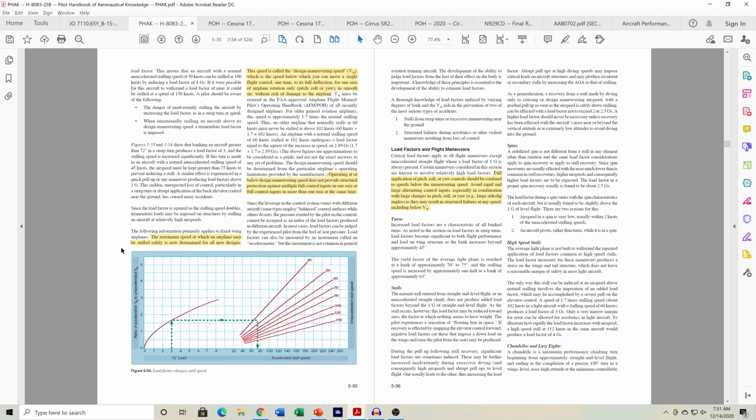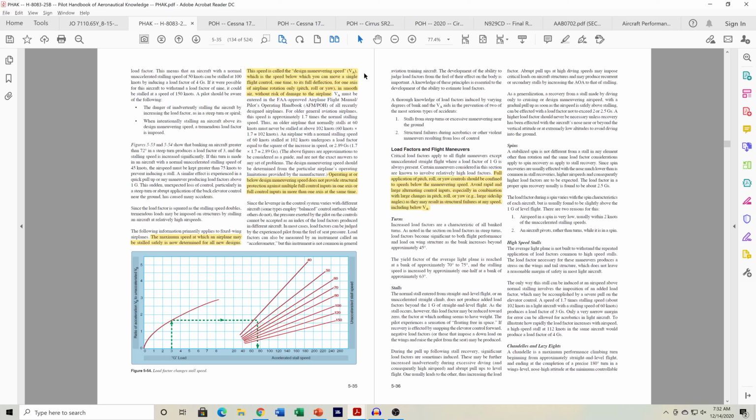Now, the maximum speed at which an airplane may be stalled safely is now determined for all new designs, as opposed to the older ones from before. And this is known as design maneuvering speed, or what's technically VA. This is different than VO. So VA is technically design maneuvering speed.